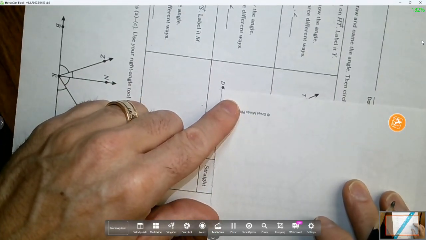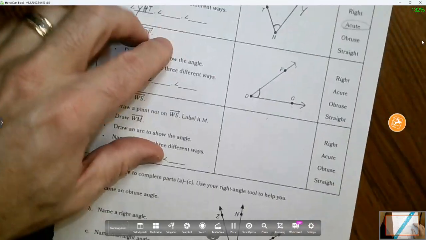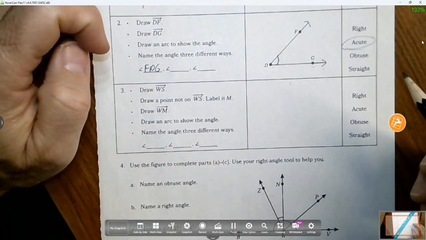It was going down, this other edge of the paper right there. It would be a 90-degree angle. That would help us. But it's not. So it's another acute angle.